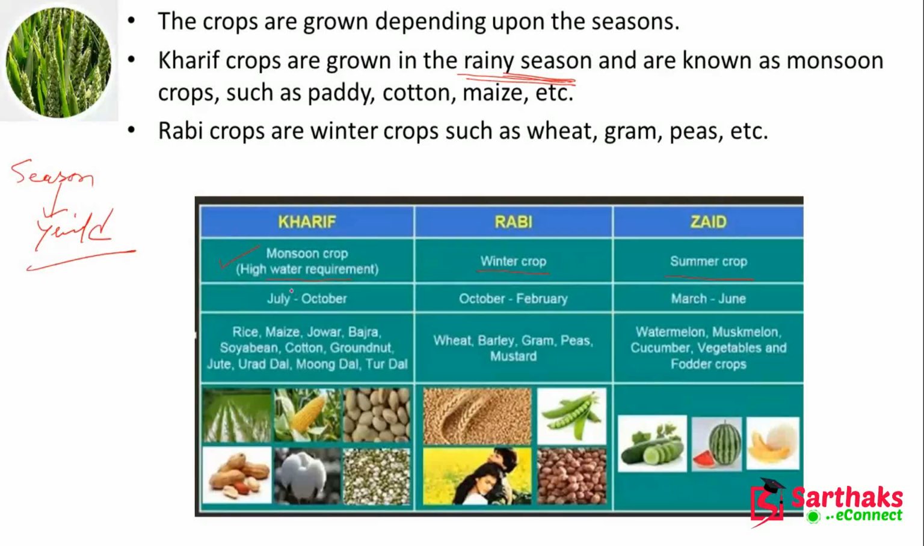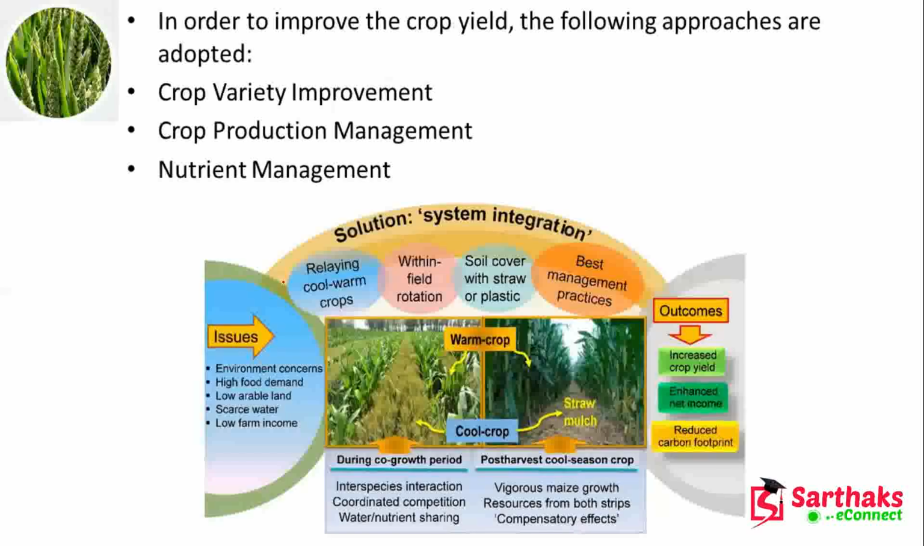That will affect the yield. That is also very important to remember. Now, in order to improve the crop yield, we can add the following approaches. Crop variety improvement. Just now I have told the crop variety improvement, crop production management, and nutrient management. These three things are very important, right?